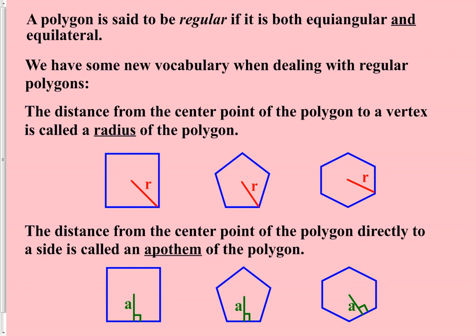Now, let's take a look at why we're going to need these new terms and these new line segments in our figures. Let's take a look at the formula, and then you'll see where the significance of the apothem and the radius comes from. The area of the regular polygon is found by a formula, and that formula is 1/2 times A times P.